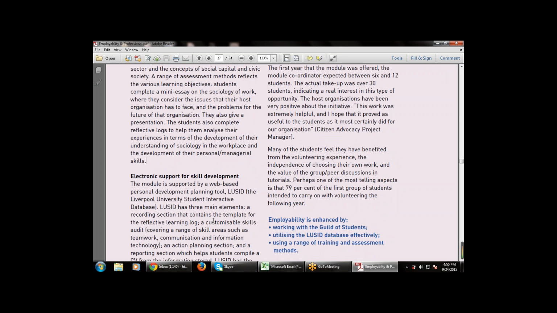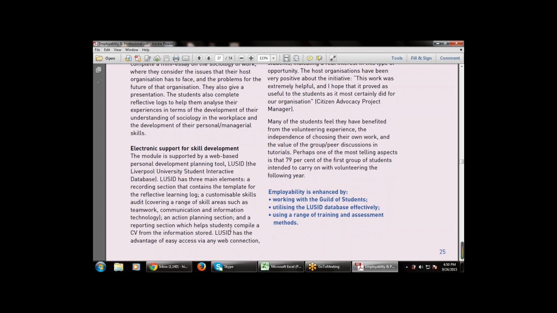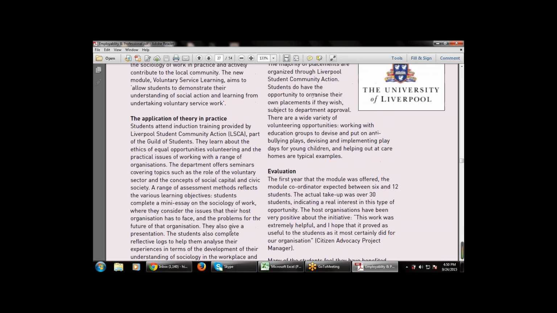That is a web-based database, which means we use the internet for using LUSID. There are three main elements. One is the recording section that contains a template. One is the customized skills-based questions. One is communication and information retrieval. One is action planning. So these are the three main criteria.